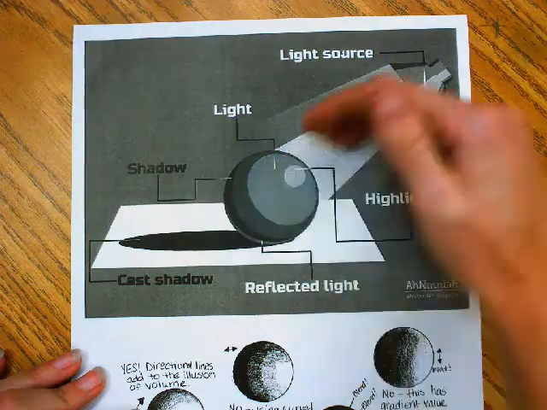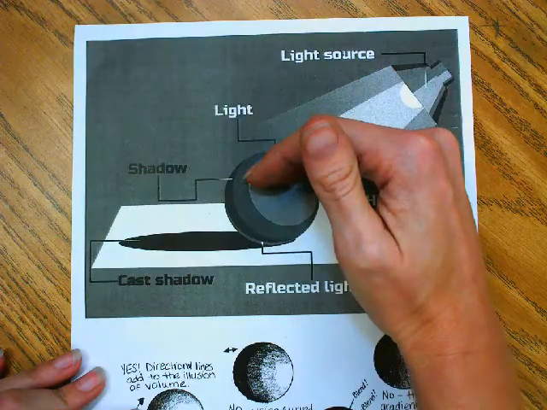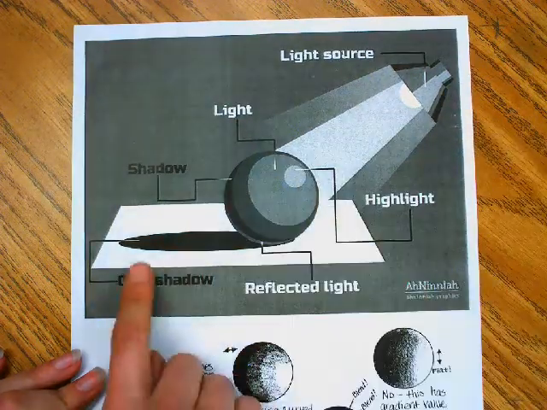It's like a three-dimensional, almost like playing pool. You've got to think about where you're going to hit the ball so that it's going to shoot at an angle and hit into the hole. So you have your cast shadow.